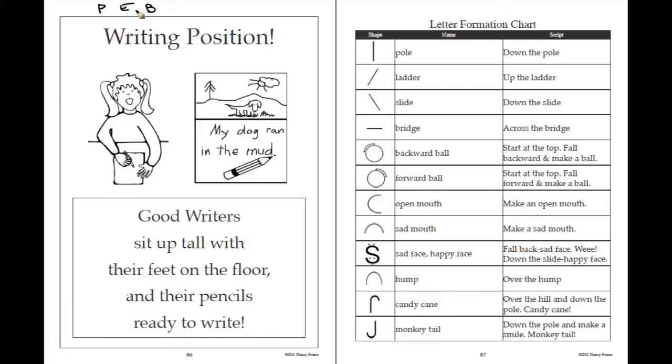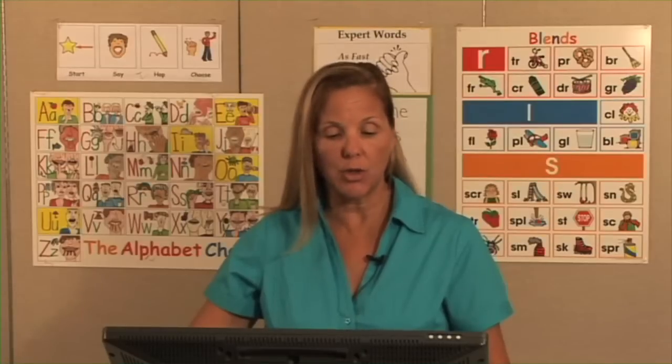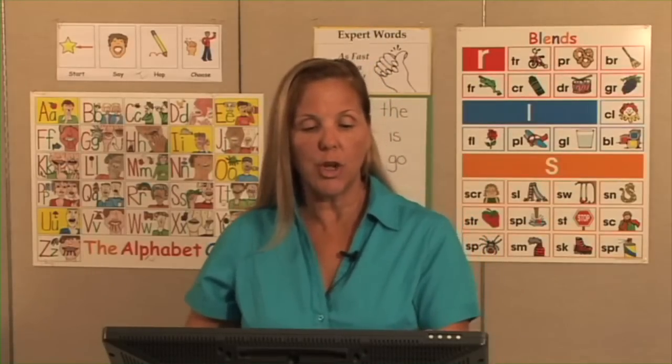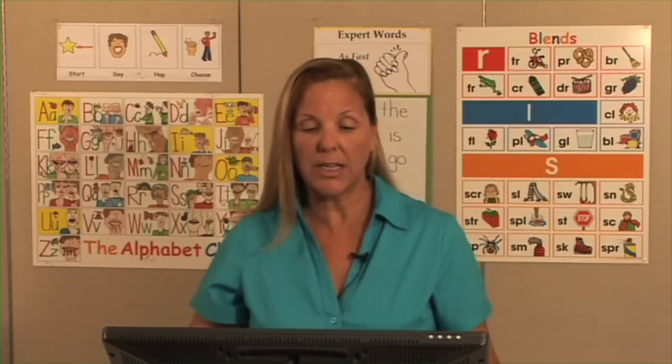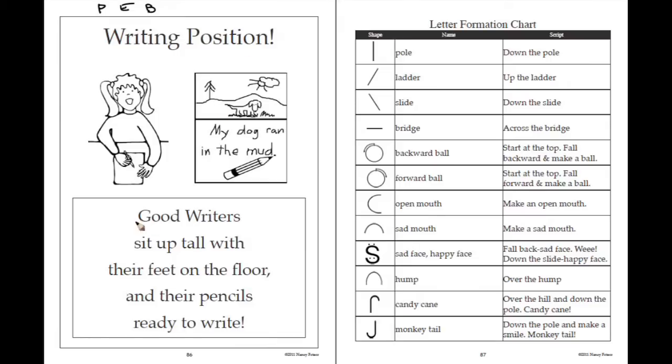This is the writing position chart that your students would use that you could show them when they are first sitting down in a small group. We always want our good writers to sit up tall with their feet flat on the floor, their pencils ready to write. We walked over this process, but this is a nice visual chart that you can show your children as you're showing them how to sit in writing position for their different small writing groups.